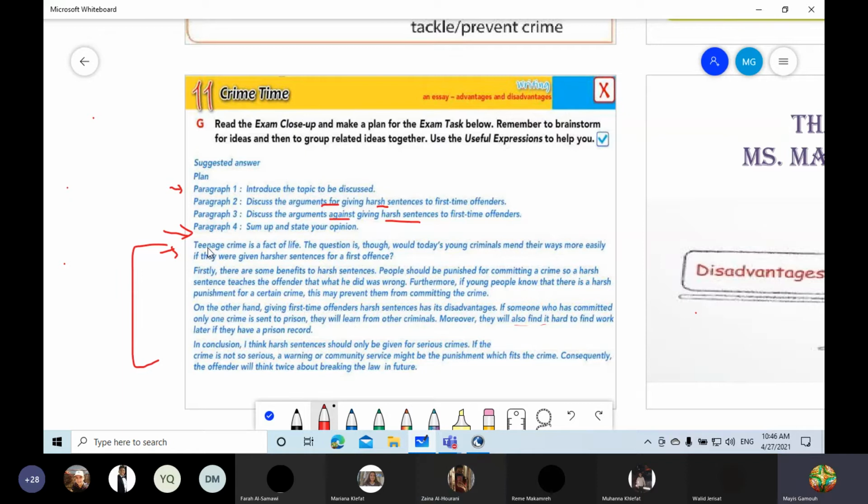So here, let's all look at our introduction. We started with teenage crime is a fact of life. So teenagers commit crimes, and it's a fact of life. The question is, our topic is, what we are going to discuss is, would today's young criminals mend their ways? Would they stop? Here, the term mend their ways means to control or stop or prevent doing wrong things, more easily if they were given harsher, harder or tougher punishments for the first crime they commit. Let us see the advantages and disadvantages of harsher sentences.